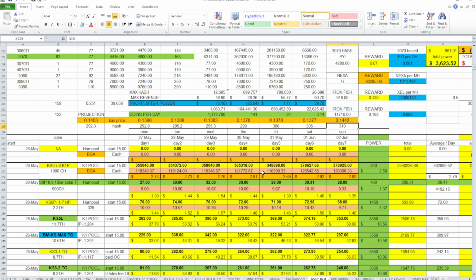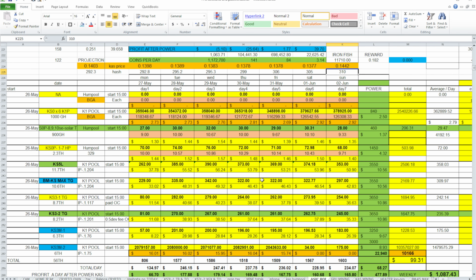So that's more than 2 petahash a day. That's 2.4, roughly, right? Something like that. Or 2.3 petahash a day, but still it's kind of high, right? So let's look at my Kaspa May.